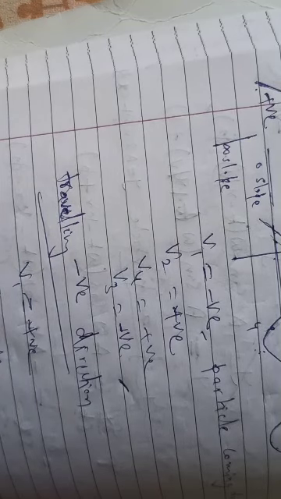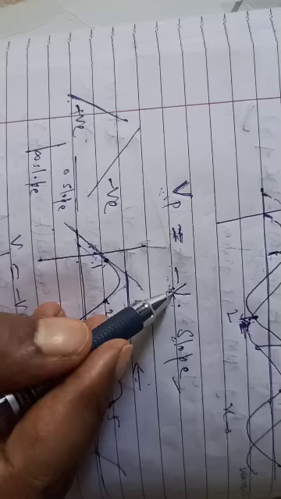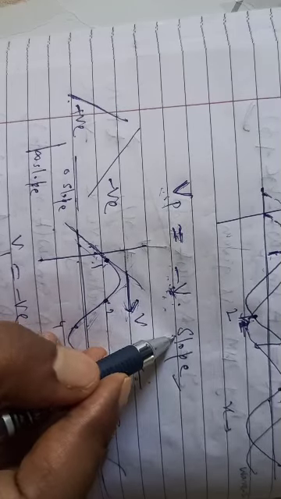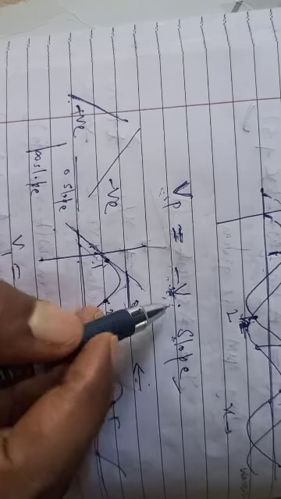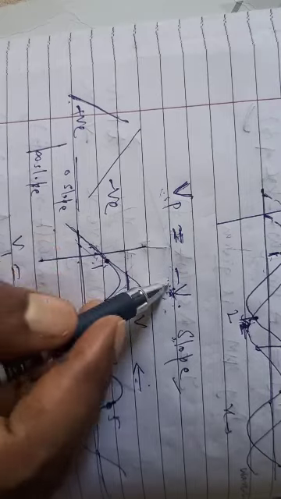V1 will be positive if the wave is traveling in the opposite direction, because this V will be negative. So negative into negative, and slope is positive. So negative into negative, positive. So Vp is positive, means V1 will be positive, V2 will be negative. So by using this method, you can tell the direction in which the particle is moving right now.